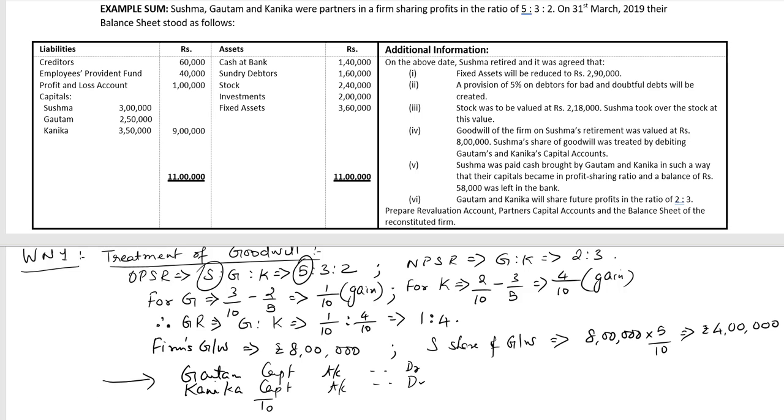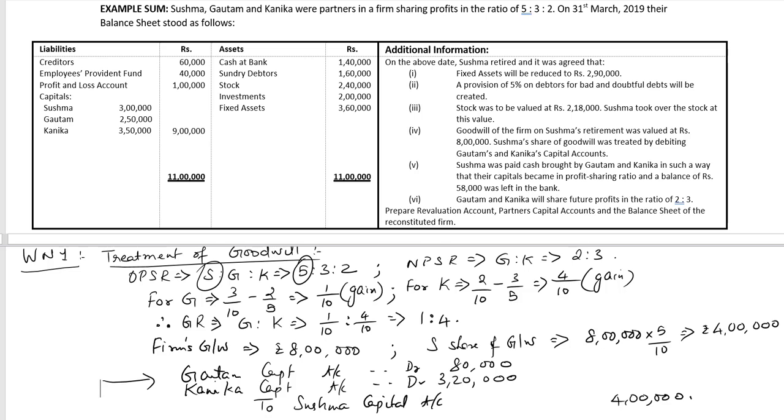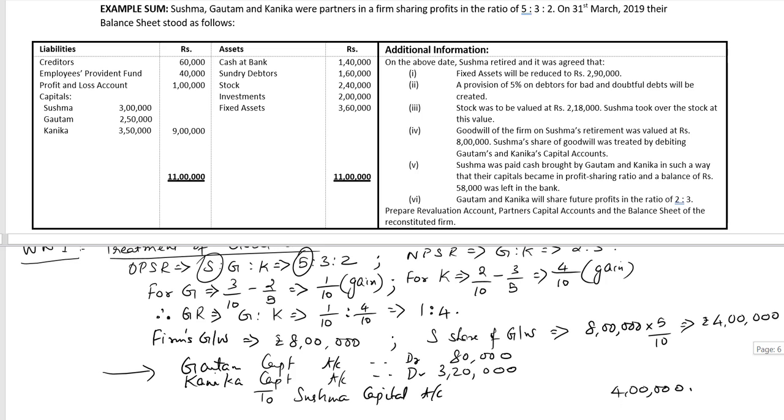To Sushma's capital account. Amount against Sushma 4 lakh rupees, to be divided in gaining ratio 1 is to 4. So it's 80,000 rupees in the case of Gautam and 3,20,000 rupees in the case of Kanika. So let's post this in the partners' capital accounts.